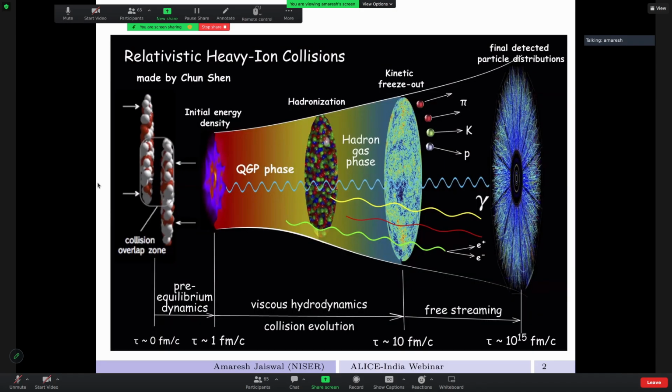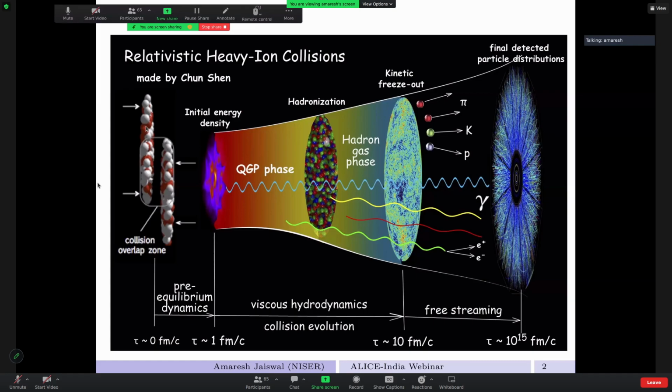It's a good one. So this was made by Chun Shen, and it shows the stages of heavy ion collision. Is my pointer visible, Partha? Yes. Okay. Yes, thank you.